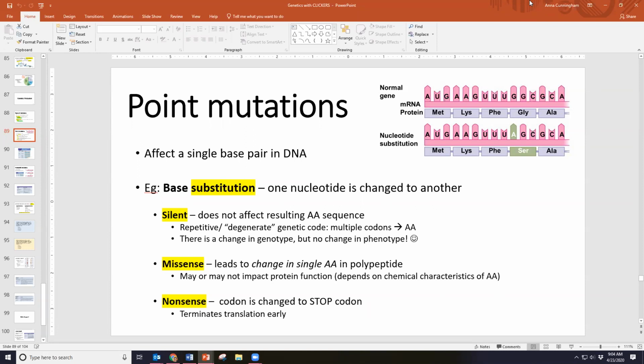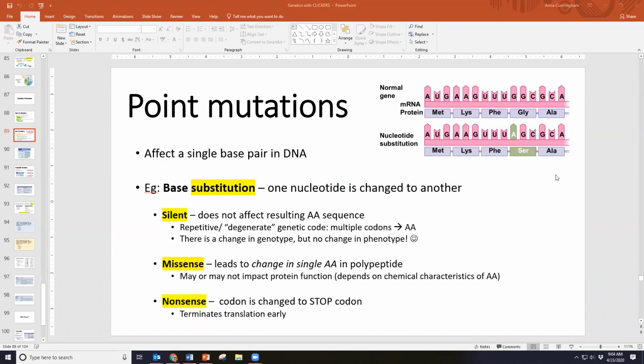And then you can have a change in a nucleotide that leads to a change in a codon and therefore an amino acid. If that change results in a different amino acid, which is what we're looking at in this picture, where we go from GGC to AGC, which changes our amino acid from glycine to serine, that is called a missense mutation. Think of it as a mistake. So remember, silent, there's no change. But missense, it's a mistake. You have a mistaken amino acid.